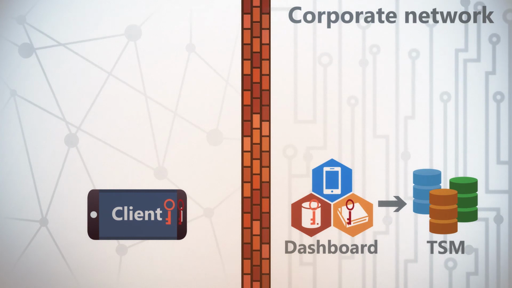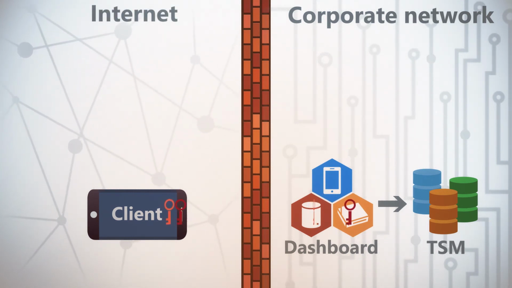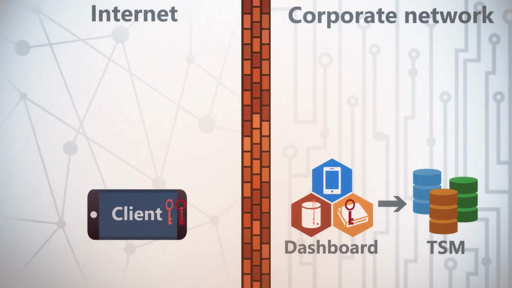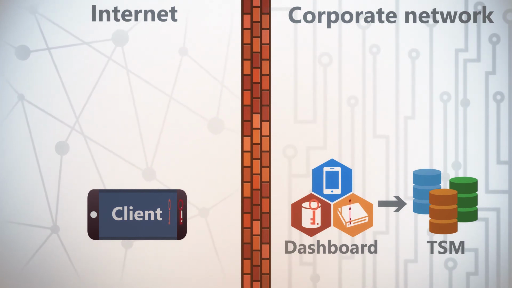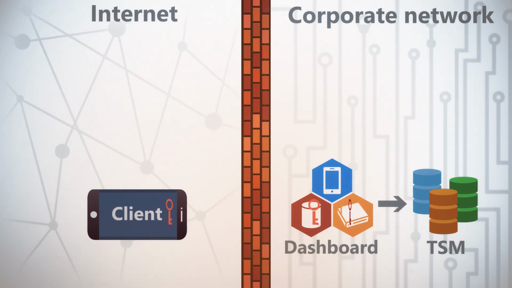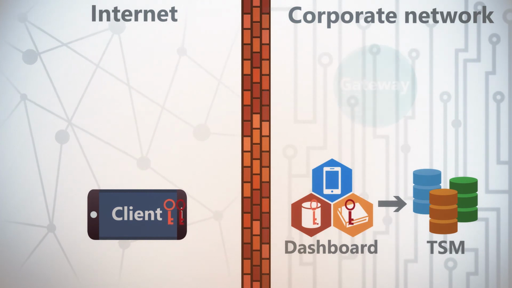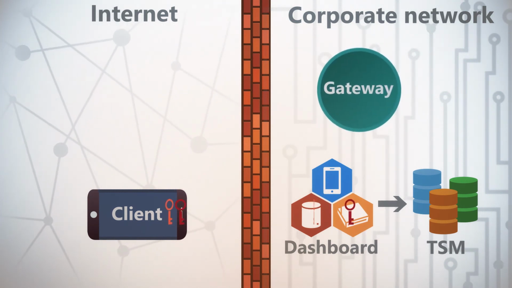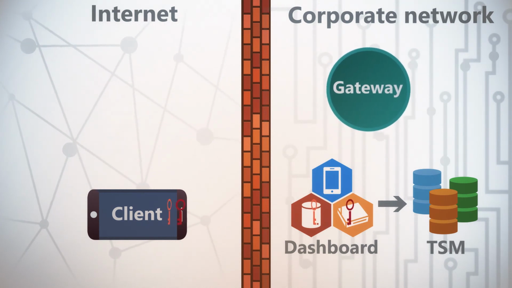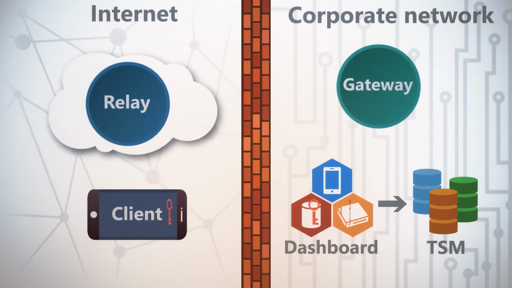When a direct or VPN connection cannot be established but web browsing functions properly from a corporate network, communication between the client and the dashboard server can also be maintained by allocating further components of the TSM Dashboard system to the task at hand. In this case, the gateway is installed inside the corporate network, while the relay is placed outside of it on the Internet.